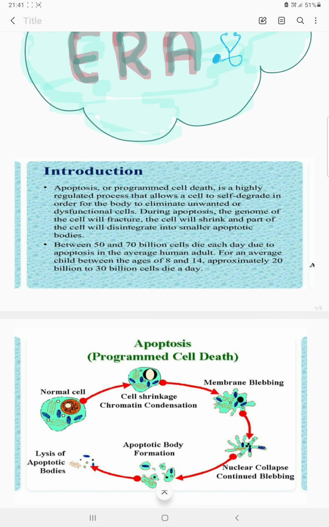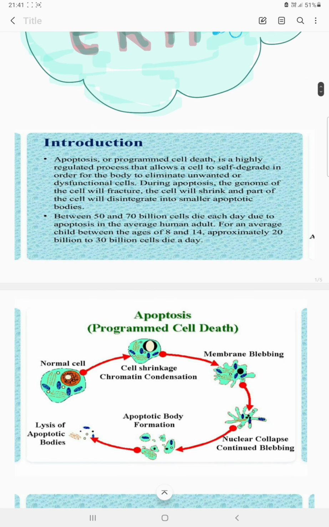So what is apoptosis? Apoptosis, or programmed cell death, is a highly regulated process that allows a cell to self-degrade in order for the body to eliminate unwanted or dysfunctional cells. During apoptosis, the genome of the cell will fracture, the cell will shrink, and parts of the cell will disintegrate into smaller apoptotic bodies.